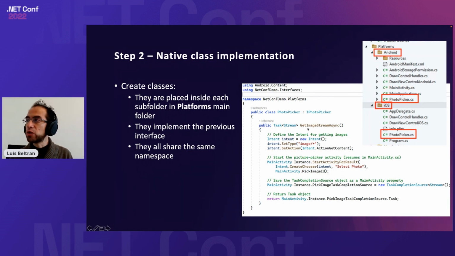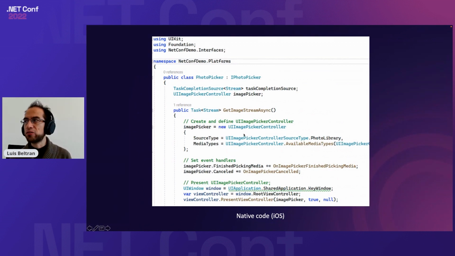So here you will find the actual code for the method that we defined earlier. In this case, for example, you can see the intent code and MainActivity. This is for Android, and this is for iOS. The objective is to get a solution that allows the user to choose a photo from their device. So yeah, we now have two steps done.